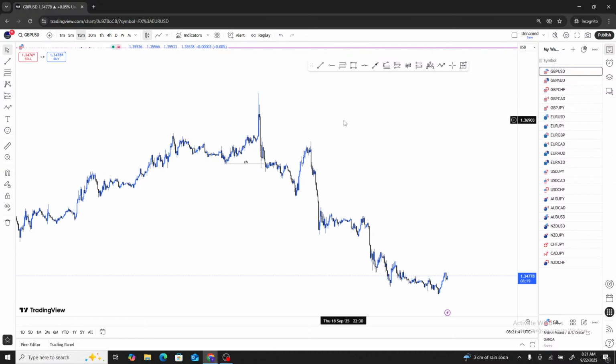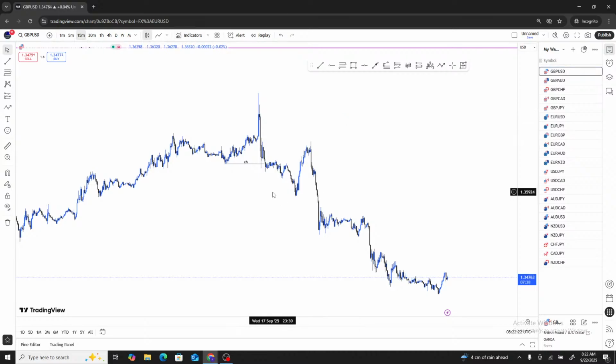So GBP USD, who can tell me what we look out for right now? Anyone in the comment section? The market has moved from an uptrend to a downtrend. Show me what's next to do. I'm waiting for your comments. Put it in the comment section below.